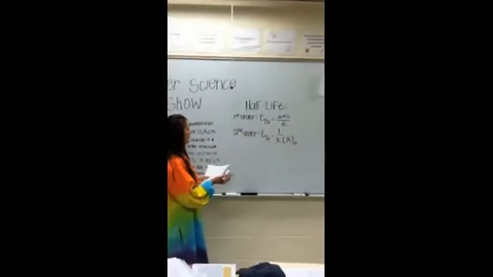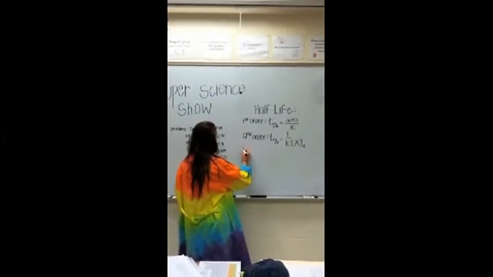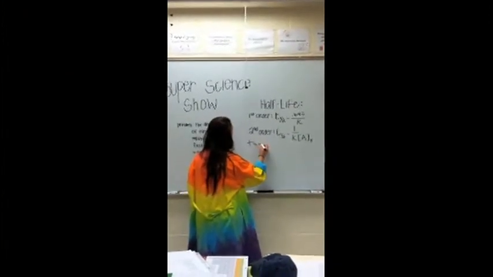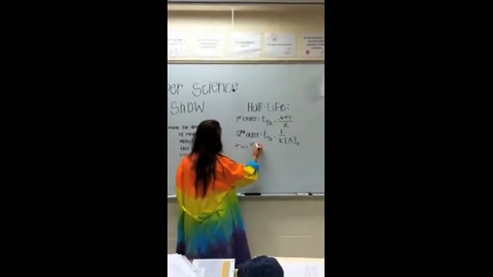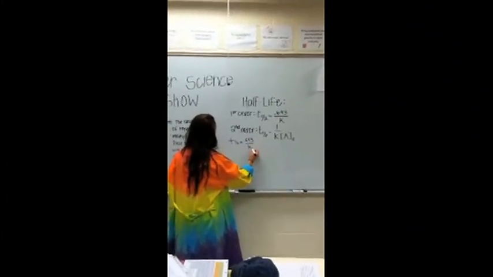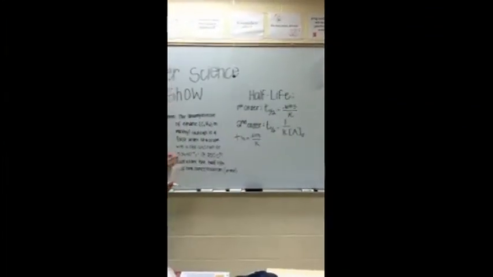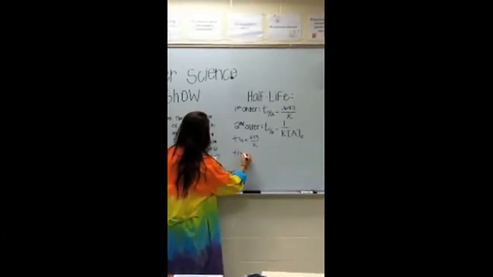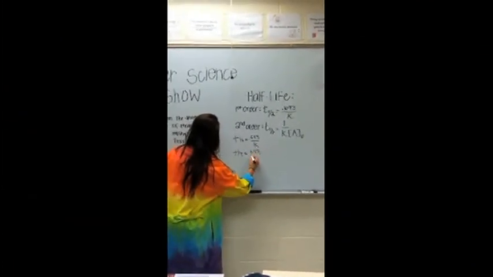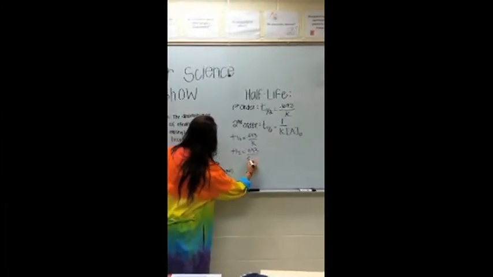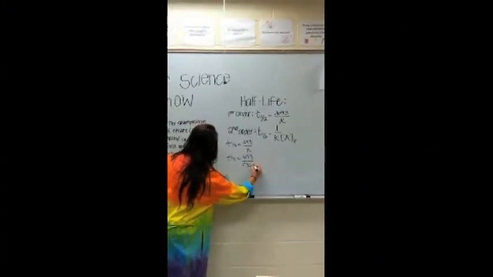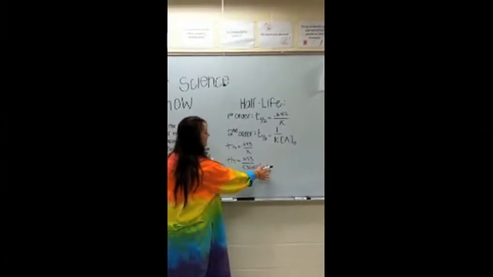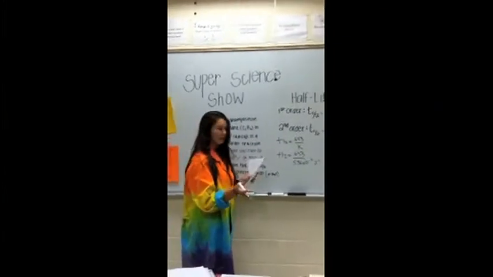So, how would we start this problem? We would write our equation, T subscript 1/2, which represents half-life, equals 0.693 over constant K. In this problem, you can see right here, it gives us the constant, and the constant is 5.36 times 10 to the negative 4, and then s to the negative 1. And all the s to the negative 1 is representing seconds.